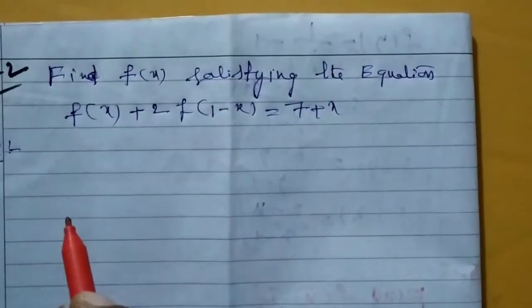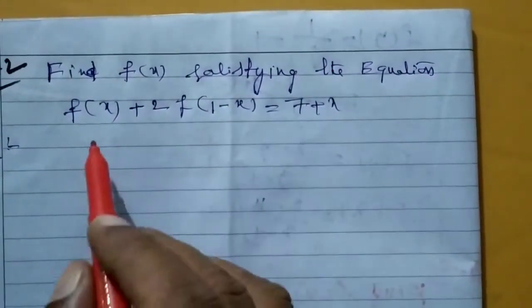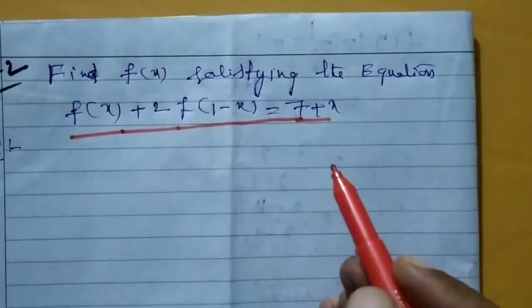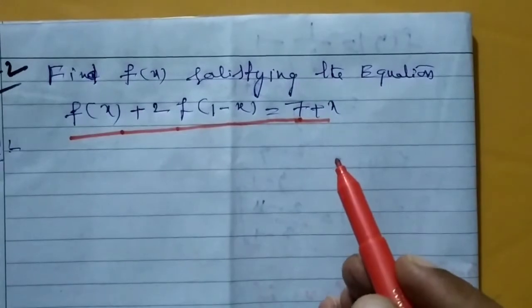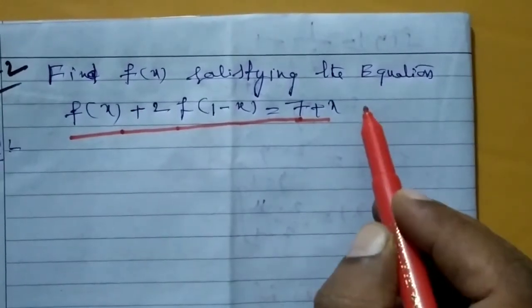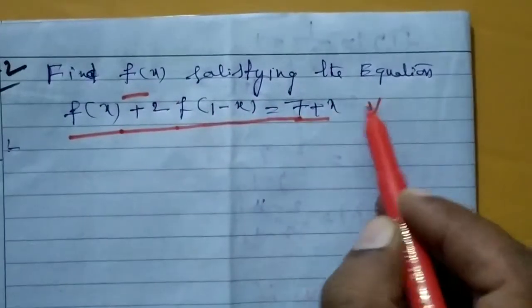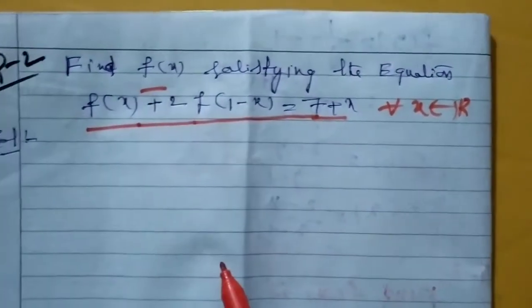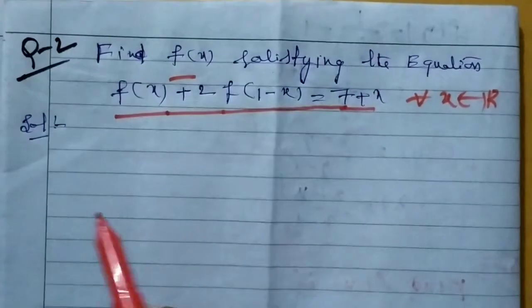See the next question. A functional relation f(x) + 2f(1 - x) = 7 + x is given. Using this functional relation, we need to find f(x) for all x belonging to R. So how do we find such a function?